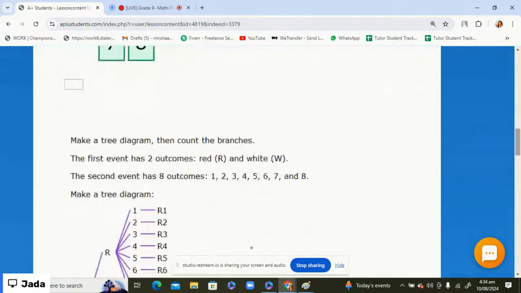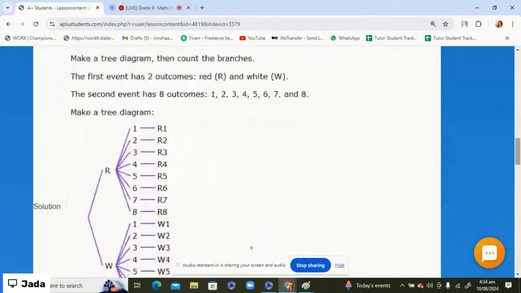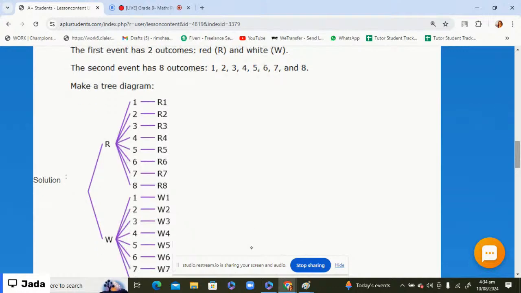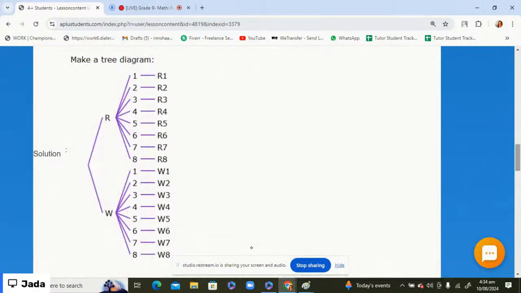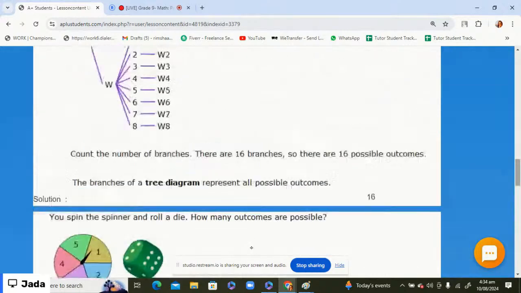For red we are going to put 1, 2, 3, 4, 5, 6, 7, 8. So red with 1, red with 2, red with 3, red with 4, red with 5, red with 6, red with 7, red with 8. Same thing for the white. Count how many total branches: 1, 2, 3, 4, 5, 6, 7, 8, 9, 10, 11, 12, 13, 14, 15, and 16. So the total is 16.